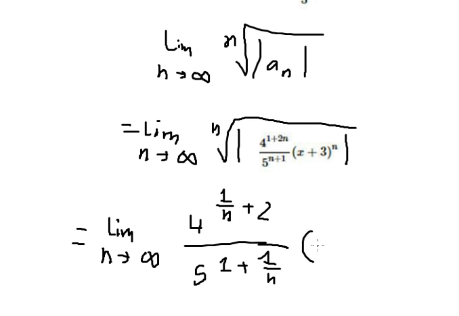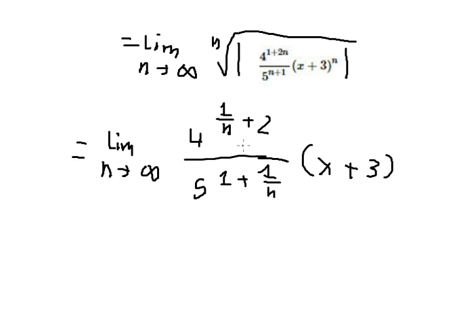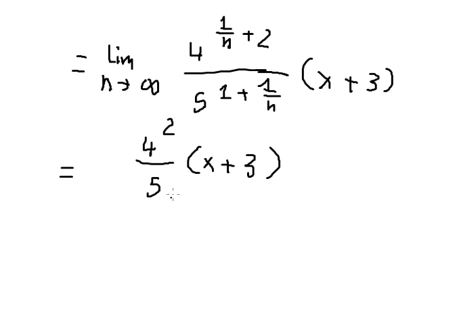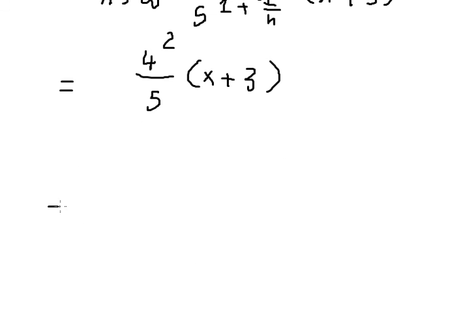And this one you get s plus 3. So this one you get 0 when n approaches positive infinity. So we have 4 to the power of 2 over 5 times (s plus 3). And we know that this one should belong from negative 1 to positive 1.